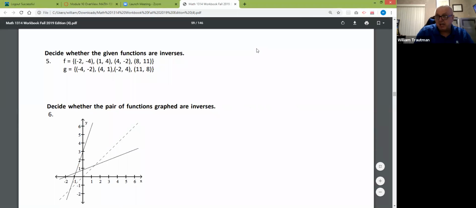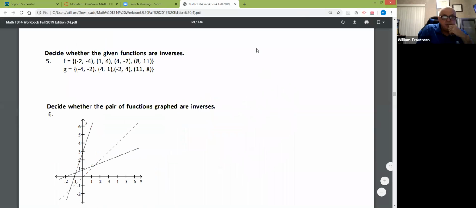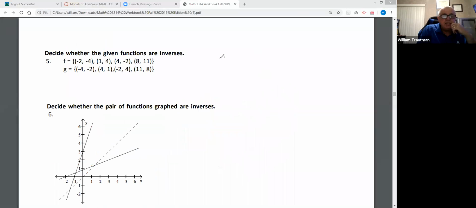Number 5. I like to write this. Let me write. Here's function f. If we want to know if these two functions are inverse, here's function g. And I want to write it as a t table.